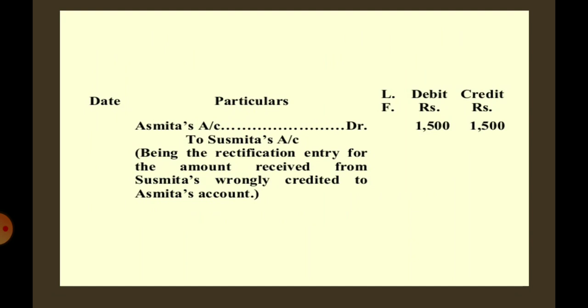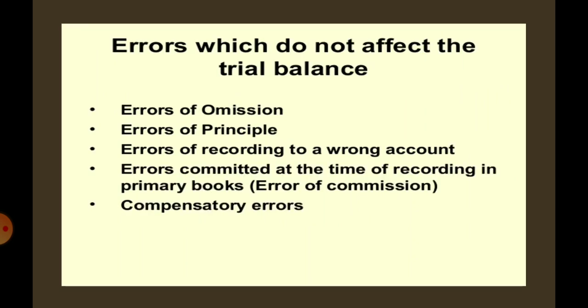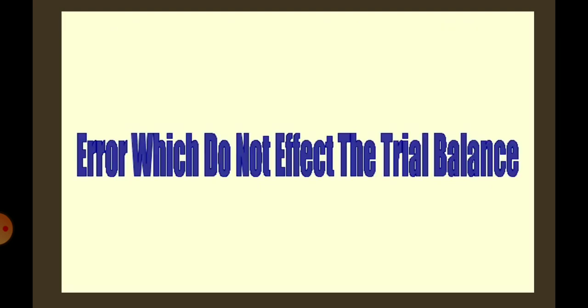So, here is the first entry. Some examples are given in this video, and you may remember that you have to check all the errors before making entries. Errors which affect the trial balance are error regarding the posting, error regarding the balance of an account, error in totaling the subsidiary books, and error committed at the time of preparing the trial balance. Okay, so these are the effects which are made due to the errors in any of the books.